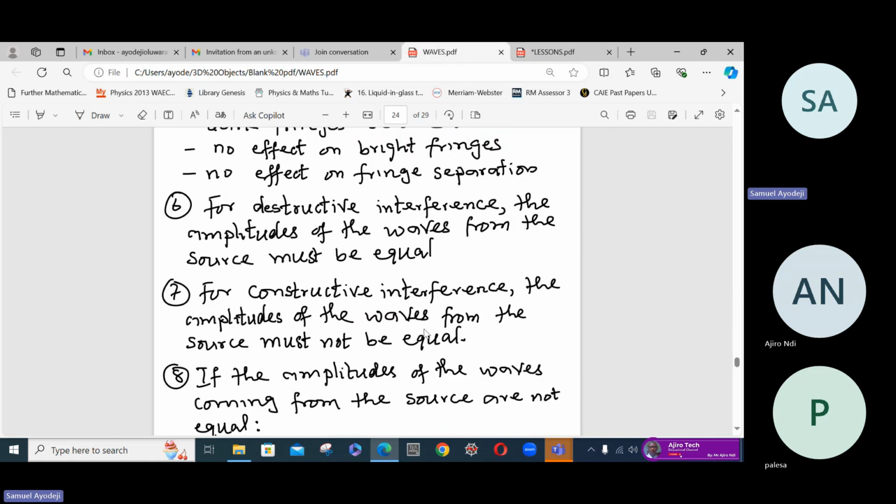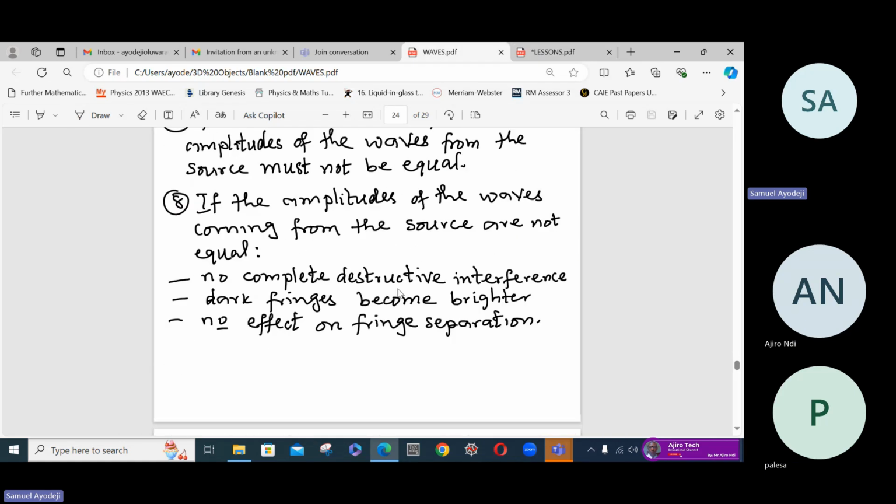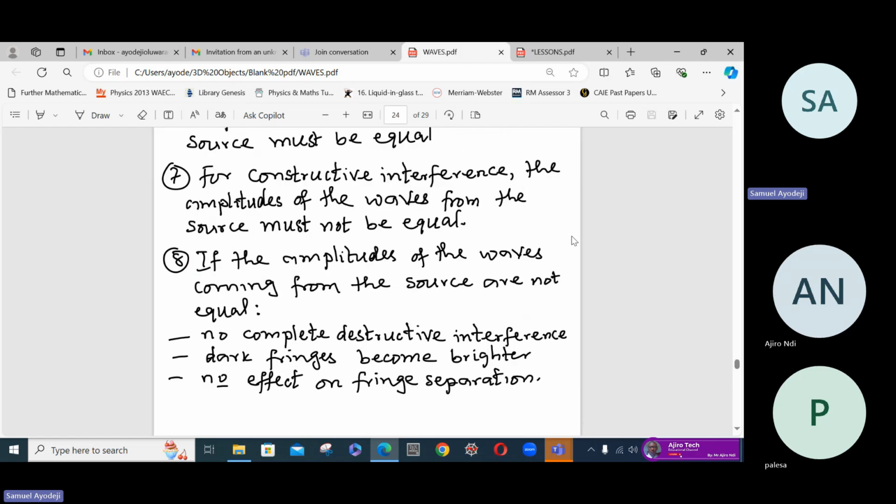So it's not equal. Now look at point 8. Point 8 is saying, if the amplitudes of the waves coming from the sources are not equal, what happens? If they are not equal, the amplitudes are not equal, what do we have there?